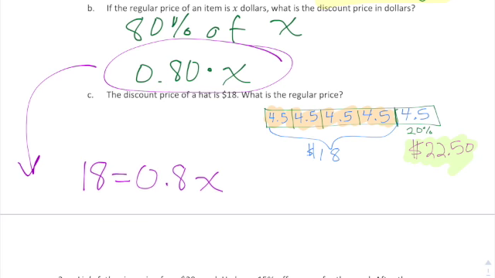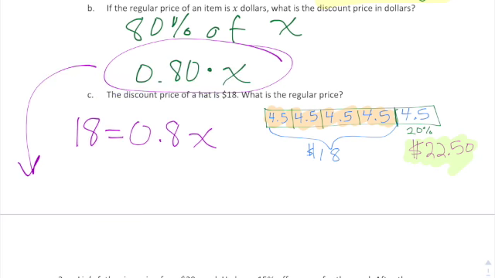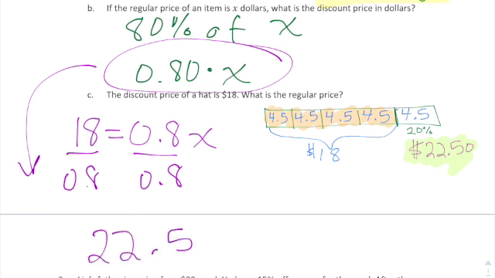And then I'll move this up. Okay, I'm going to divide both sides by 0.8. So then I end up with 18 divided by 0.8. I still end up with 22.5 equals 1x, or just equals x, right? 1x, we don't need that 1. So I still end up with my exact same answer, just in a different way.